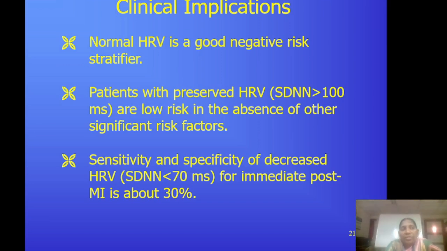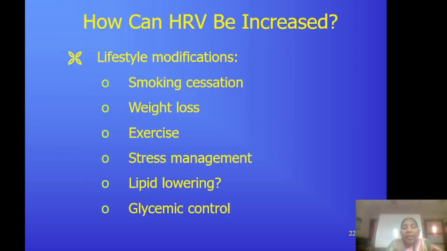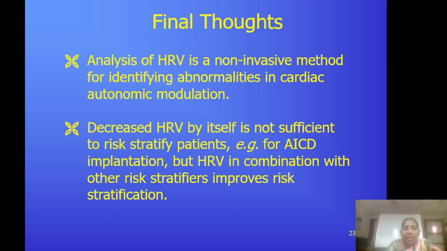Then the clinical implications: normal HRV is a good negative risk stratifier. Patients with preserved HRV are low risk in the absence of other significant factors. Regarding sensitivity and specificity, decreased HRV is an SDNN of less than 70 milliseconds for immediate post myocardial infarction. How can HRV be increased? Through lifestyle modifications: stop smoking, weight loss, exercise, stress management, lipid lowering and glycemic control can increase heart rate variability.